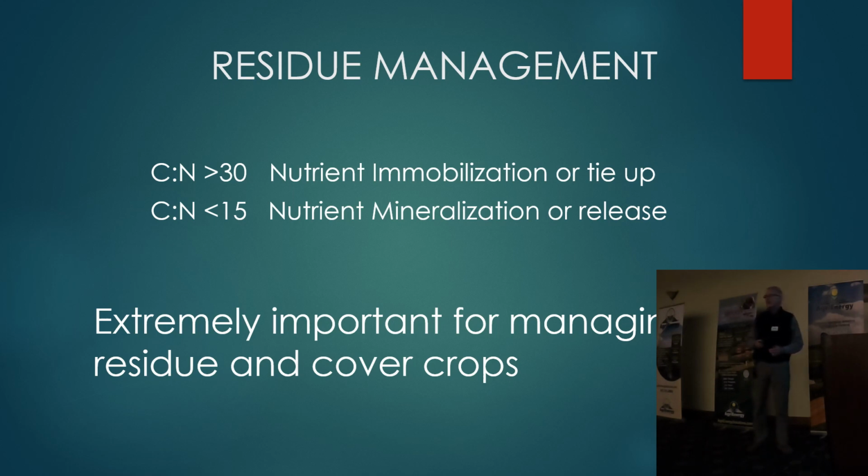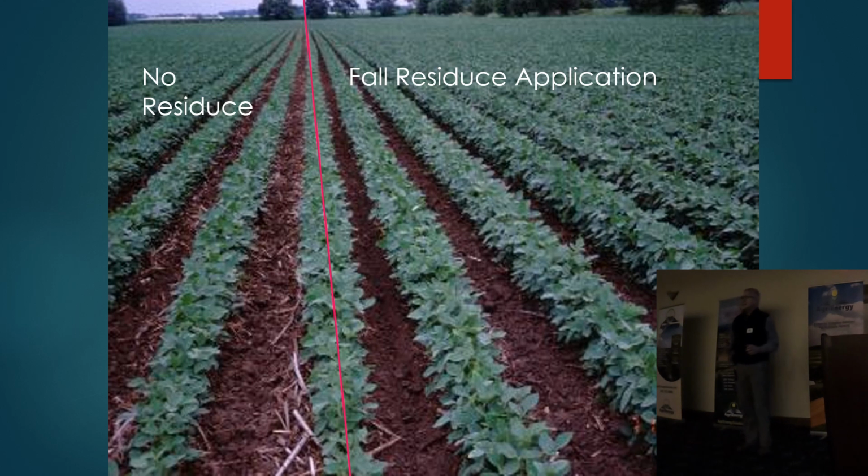However, if we have a carbon to nitrogen ratio that's 15 to 1 or less, we have nutrient release, mineralization. So crops can take off and grow in that environment. So it's extremely important to think about that when you're managing residue and cover crops. We have several examples, and it's been talked about today, to set up to grow a corn crop. Get that decay process started early, get that carbon to nitrogen ratio narrowed up so that corn crop's ready to go and can take off.